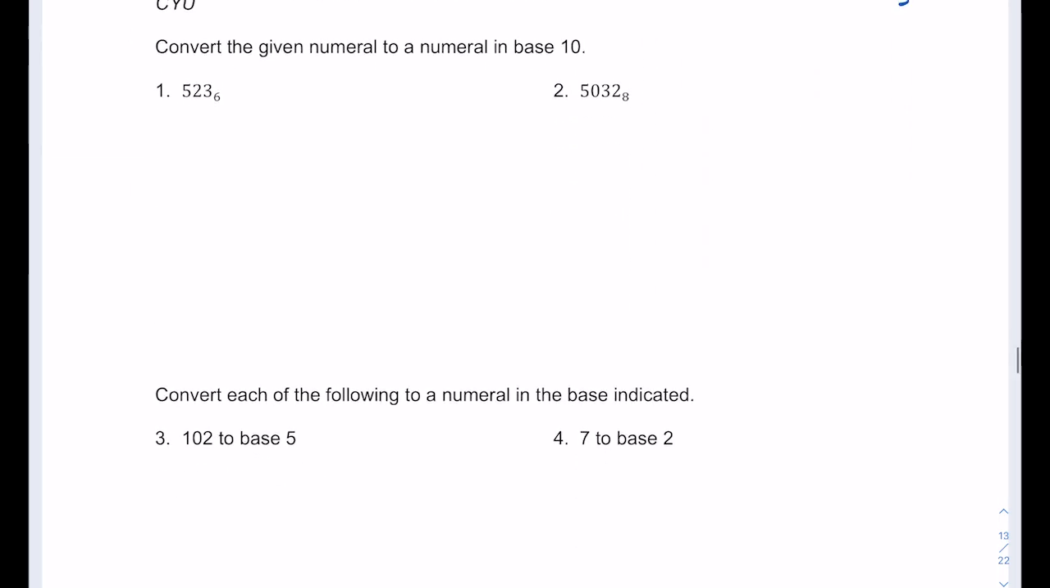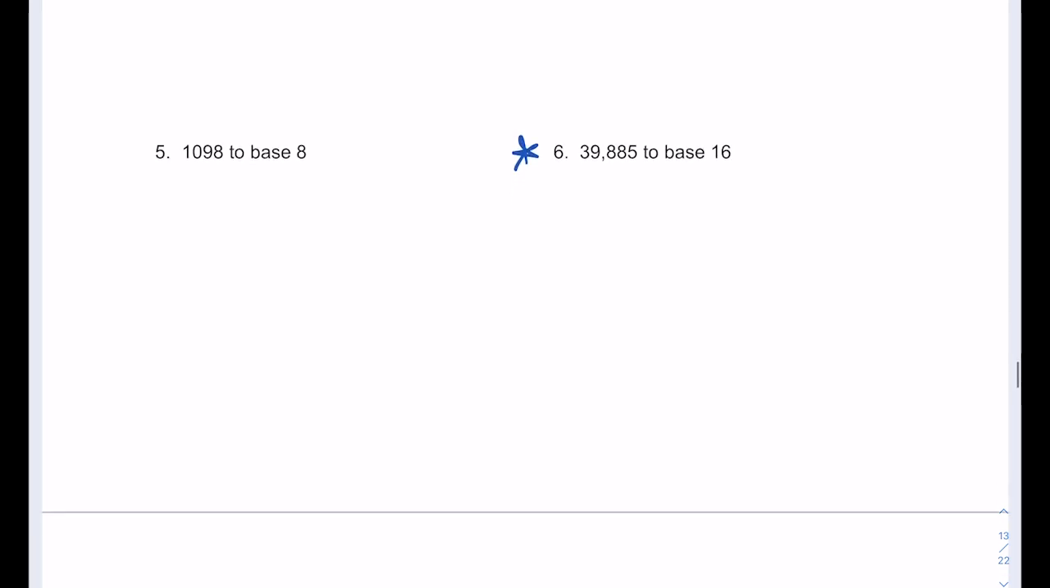Okay, so I have some here for you all to try, if you would like. It's really good practice. The only thing I will caution you is number six. You may want to wait until I cover this next part to do number six there.